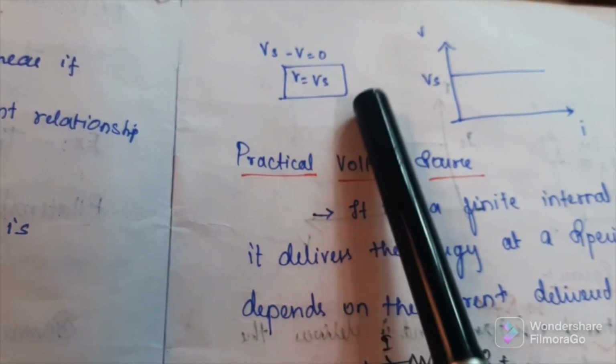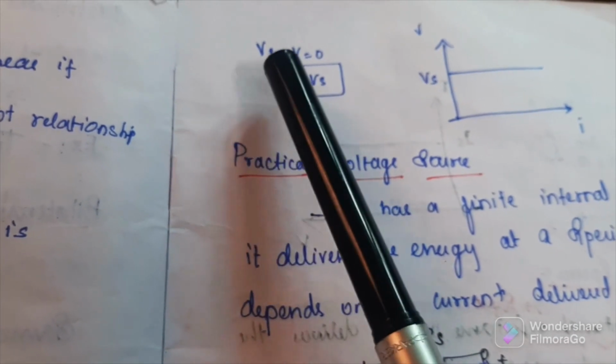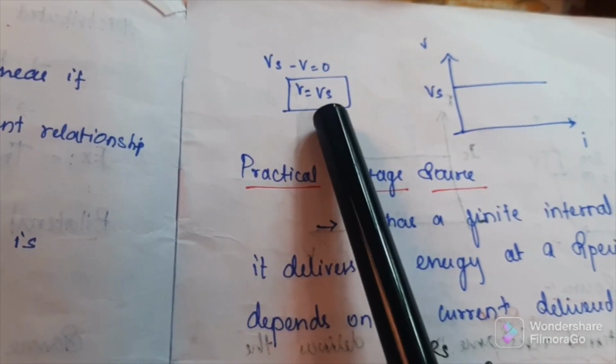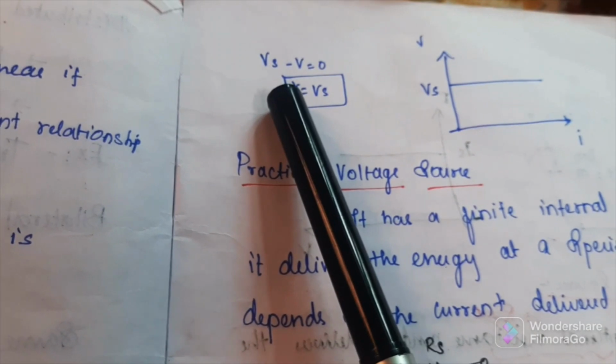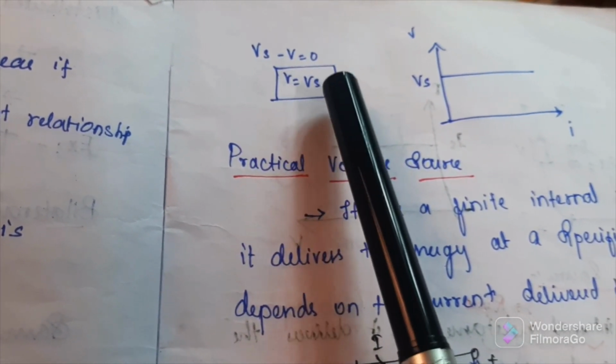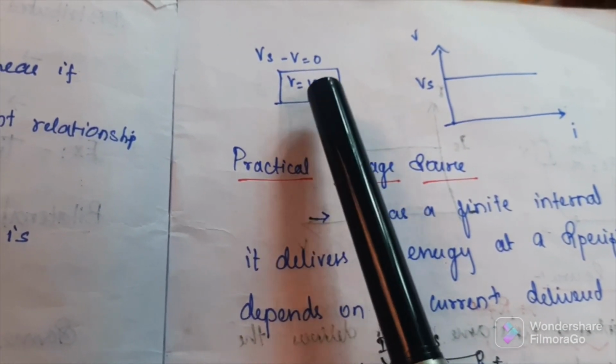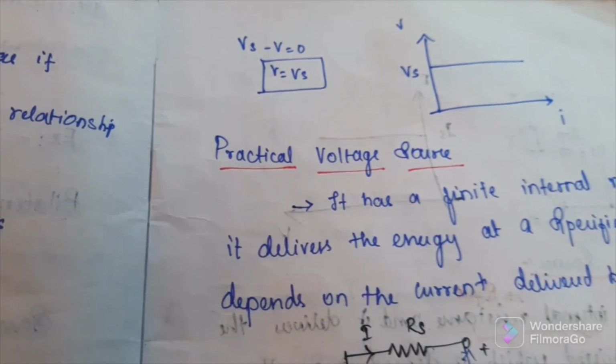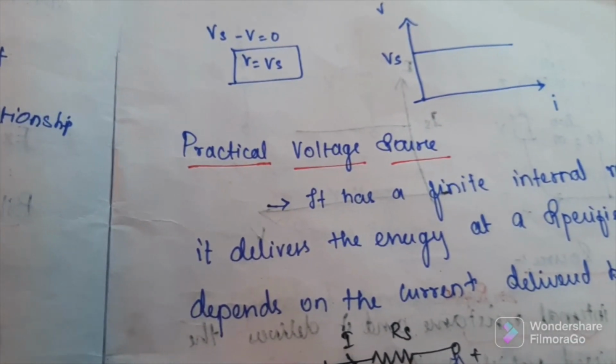So here I have written the KVL equation, Vs minus V is equal to 0. Therefore V is equal to Vs. So output voltage depends only on the source voltage, does not depend on the current delivered by the voltage source. So that is called ideal voltage source.